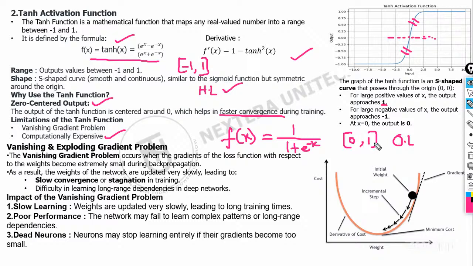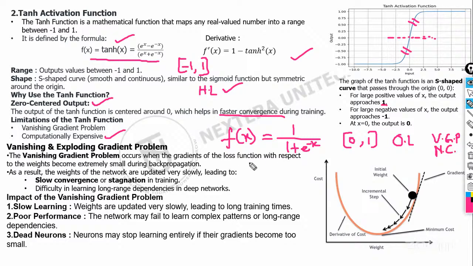which is an S-shaped curve centered at 0.5. And finally, the limitations of that particular activation function. So if you understand the sigmoid function, the limitations are the vanishing gradient problem, and it is not centered at 0.